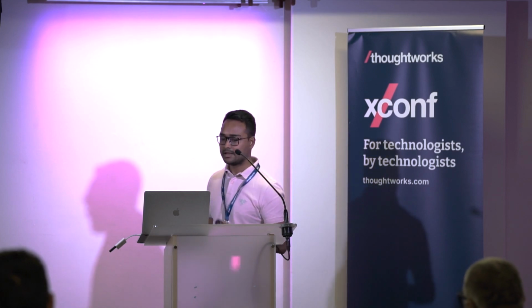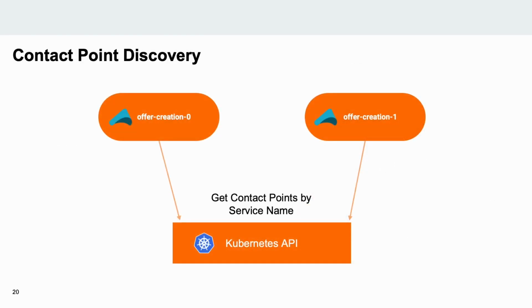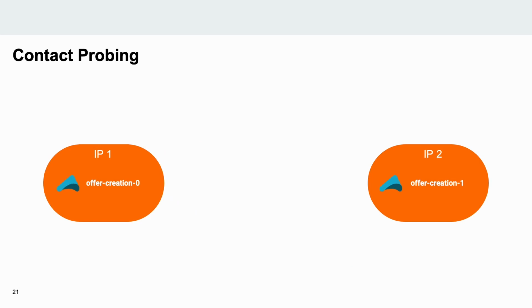But lucky for us, Akka provided us with a toolkit called Akka Cluster Bootstrap, and it works on the principle of contact point discovery. So we don't use stateful sets anymore. We leverage the Kubernetes API. There are a bunch of pods running in the cluster. They contact the Kubernetes API and ask, give me the contact points. After this contact point discovery, we will know what the nodes in the cluster are, because the service will provide us all the pods that are part of this cluster.